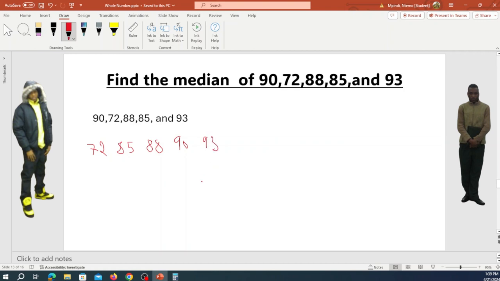Now, we have to count the one in the middle. So when we come, you count one here, you count from here, you count from here, and you count from here. This is the one in the middle. The middle one is 88. Okay? So the median is 88.